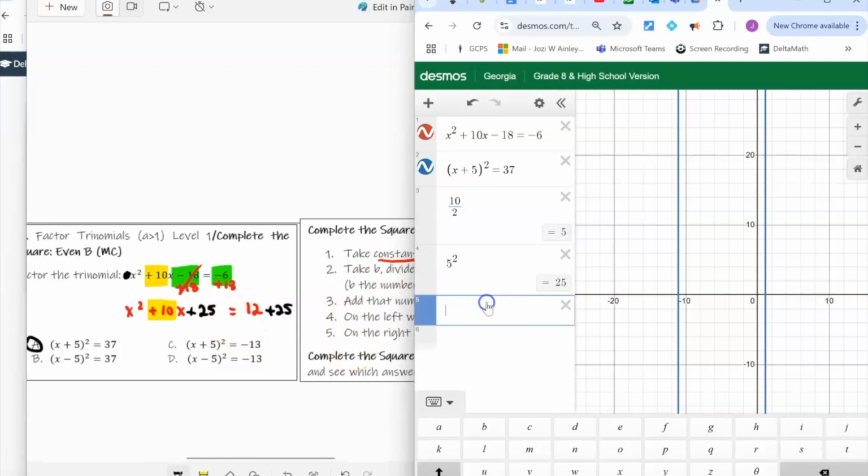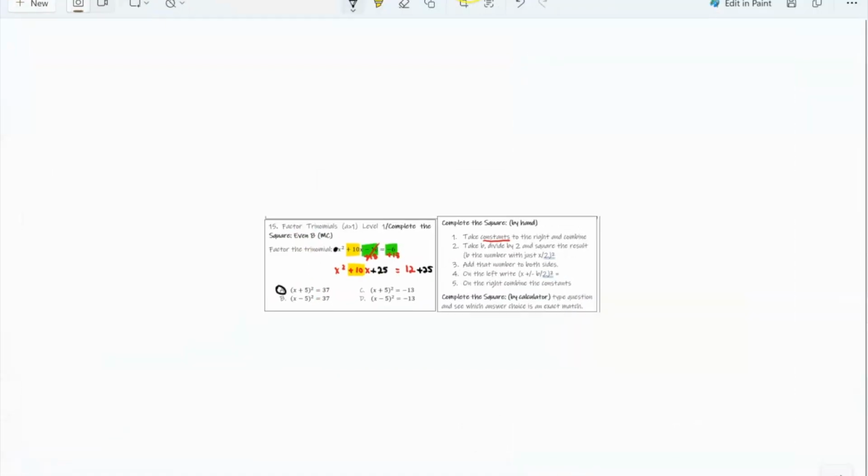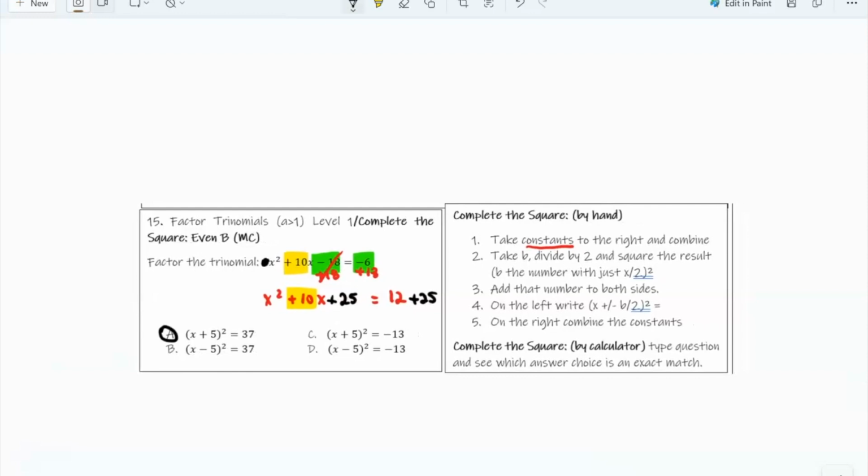All right, so it's 12 plus 25. And again, you can use a calculator. It's going to be 37. Oh, I'm getting ahead of myself. Let me read the instructions. So we took b divided by 2 squared, add the number to both sides. On the left, write this. So we're going to write x in parentheses. And then it says plus or minus depending on what b is, right? So what's b? B is positive. So I'm going to write positive.